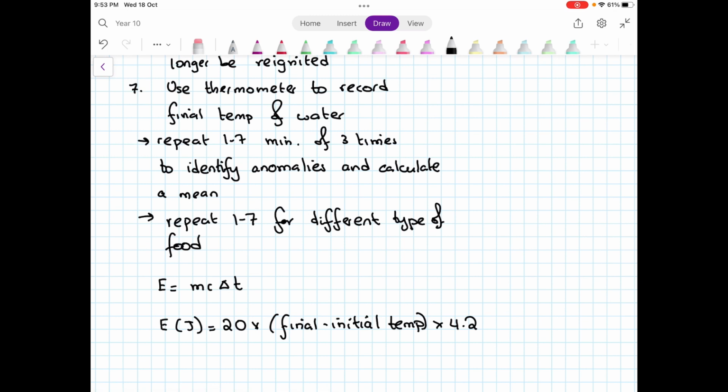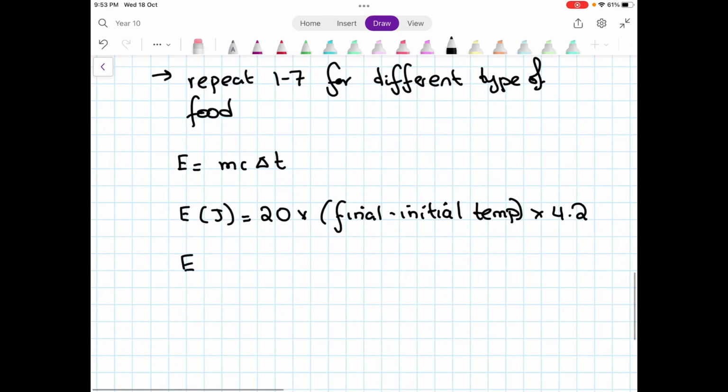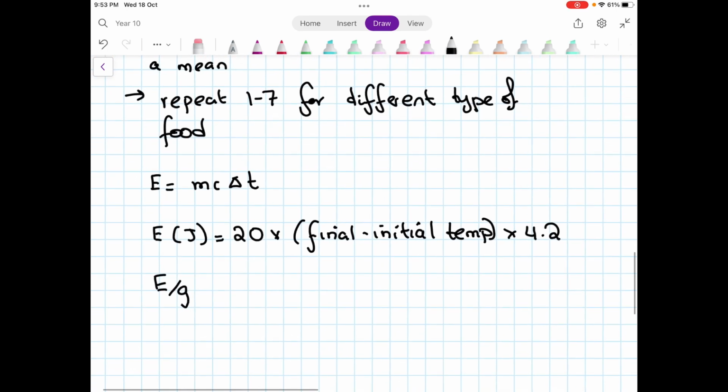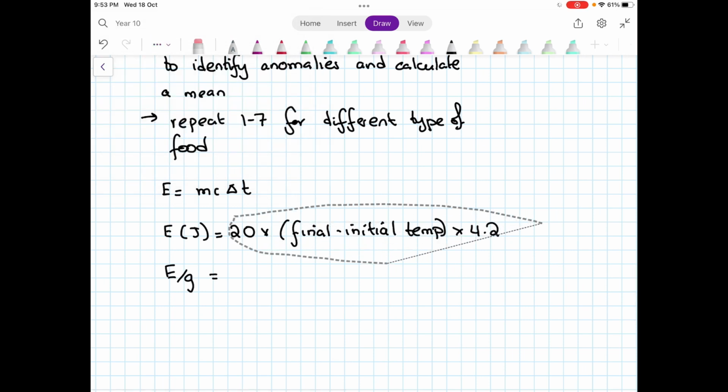And then to make a fair comparison between the food contents of different food samples, which are not necessarily of the same mass, we could do the energy content per gram and essentially divide this formula above by the mass of the food sample.